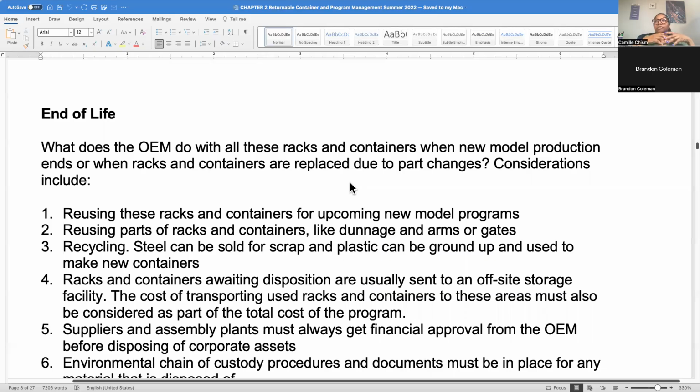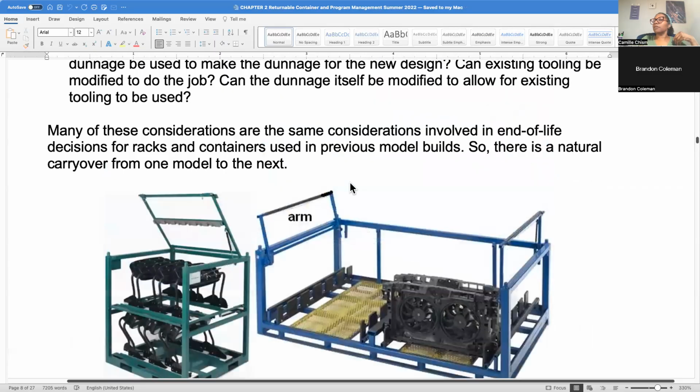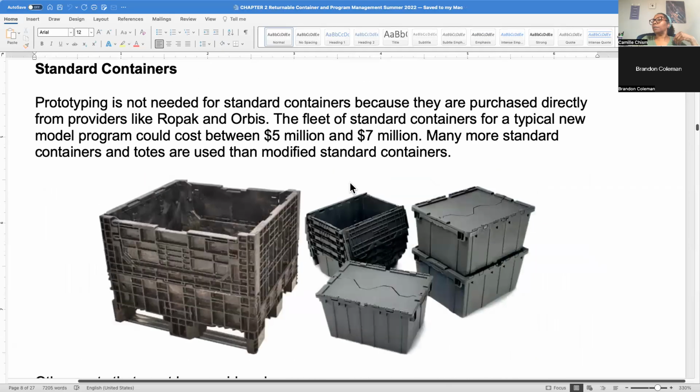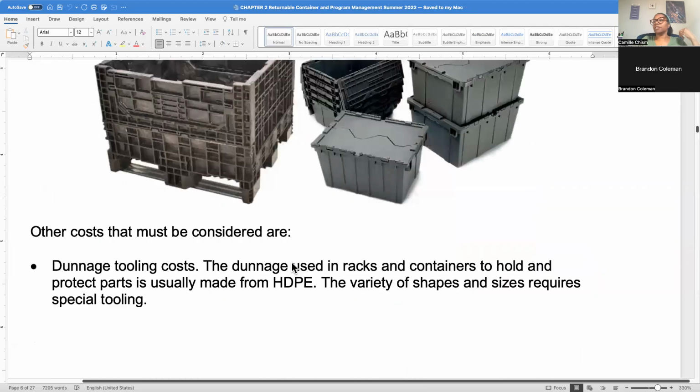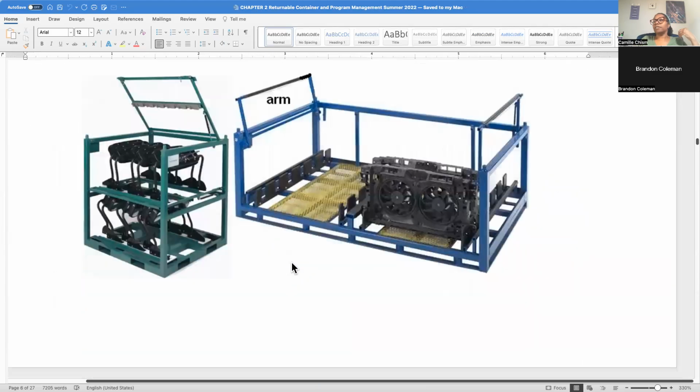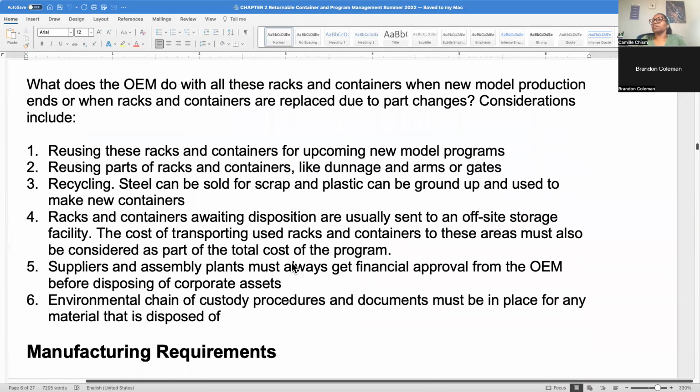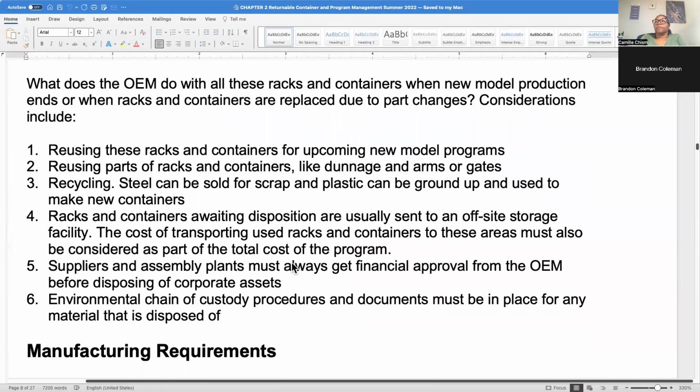I mentioned they might use gates or dunnage or arms for racks. Maybe they can use some of these again and maybe make some modifications. So it just depends. They just look to see, can we reuse any of these? Can we recycle? So steel, can they sell the steel?